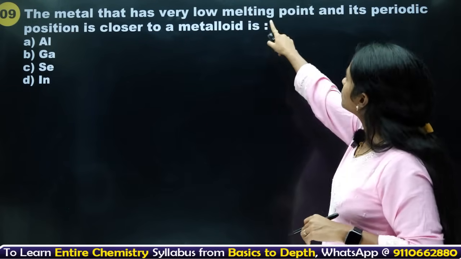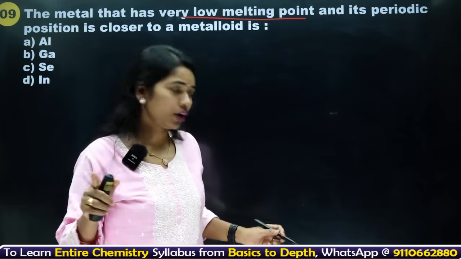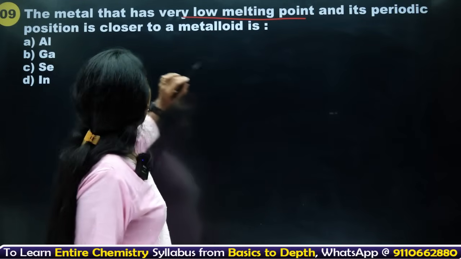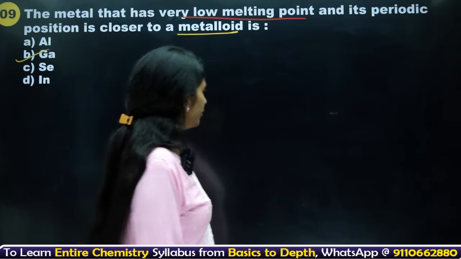The metal that has a very low melting point, which one? Which one is having a low melting point? Gallium. It comes last in the boron family, and its position is closer to the metalloids. Which element? Gallium. Very good.